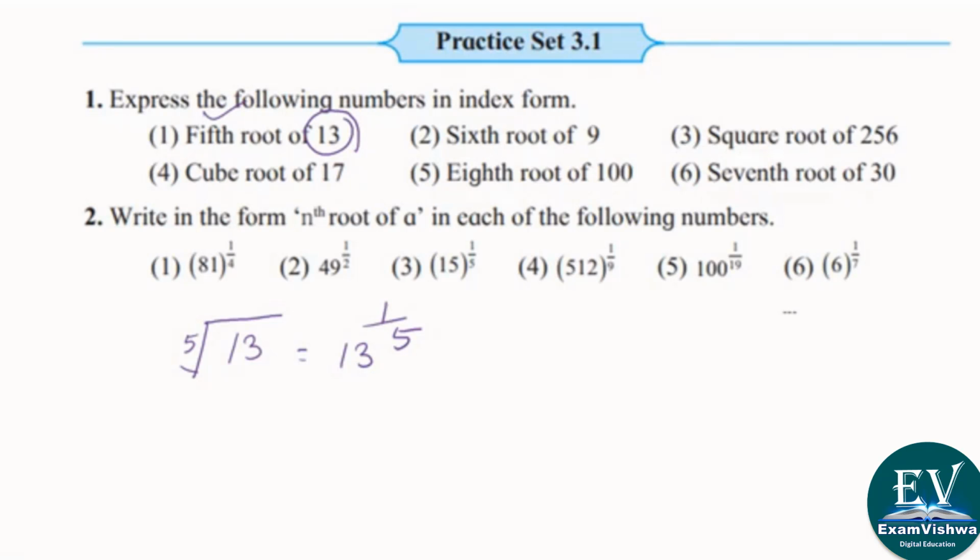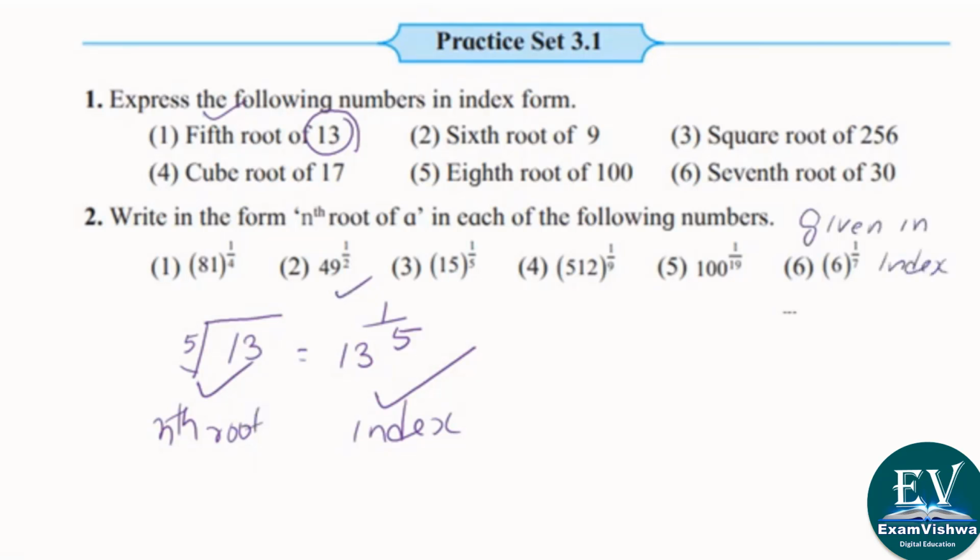Write in the form of nth root of a in each of the following numbers. So this is nth root formation. This is index form. This is nth root. Here it is given in index form, so you have to show it in root form.